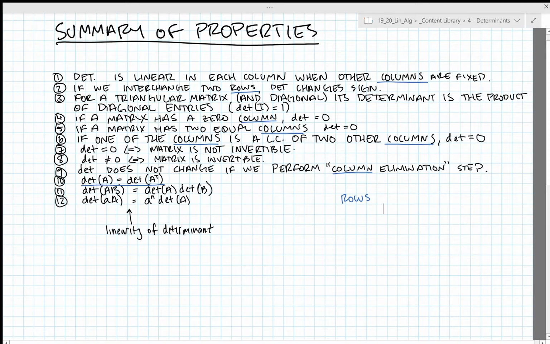Rows interchange with columns. Because the determinant of A and the determinant of A transpose are the same, if one of the rows is a linear combination of the other two rows, the determinant is equal to 0, because I just take the transpose and the columns become rows. So all of these properties hold whether you think about them in terms of rows or columns. That's a bunch of stuff, and we're going to use a bunch of these to pin down what a determinant is in the next video. Thank you.